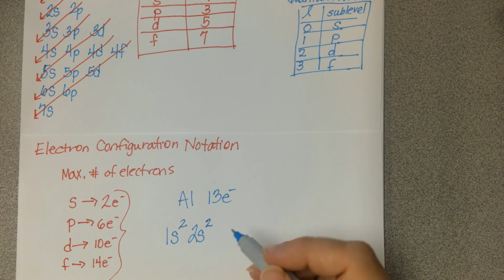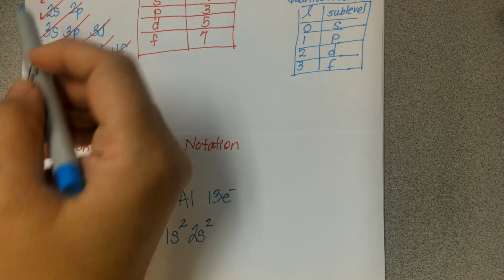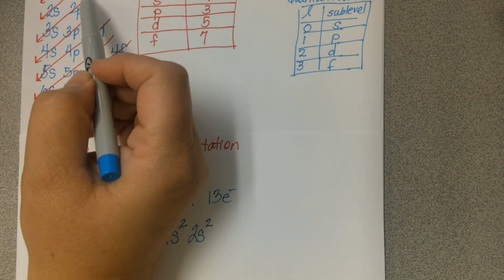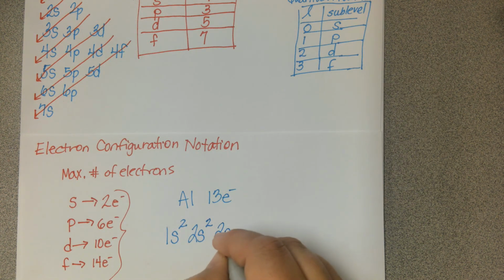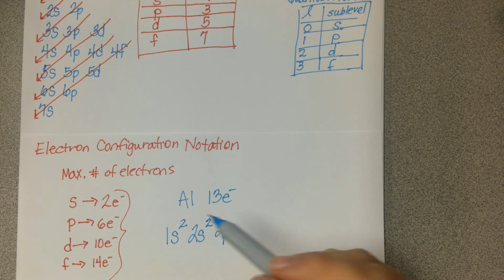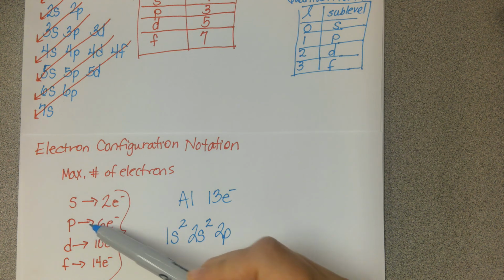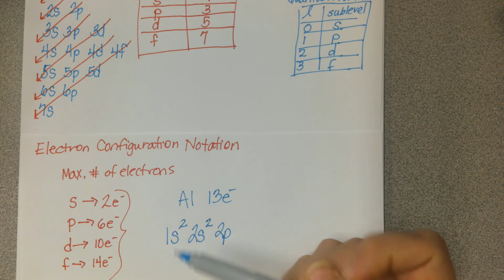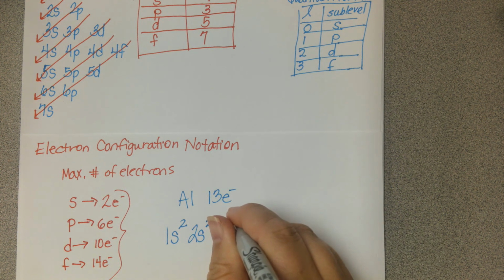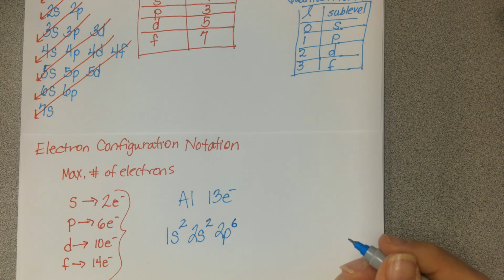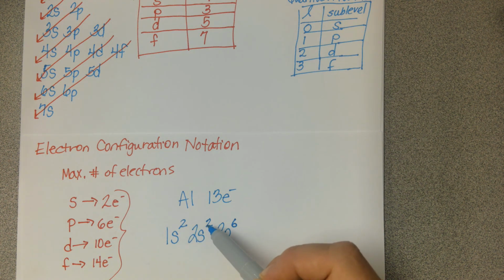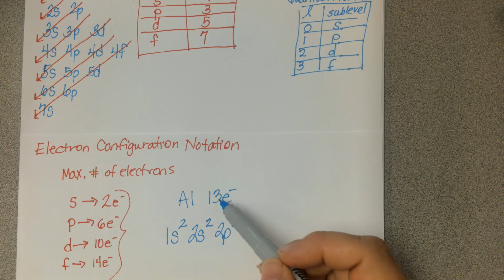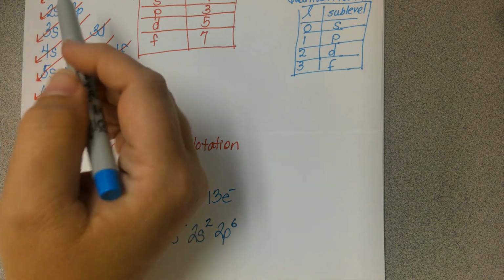There we go. After 2s is full, go to your next diagonal and we're at 2p. So I'm going to write that down, 2p. P sublevels with their 3 orbitals can hold 6 electrons. And so I can put up to 6 in that 2p sublevel. That gives me a total of 10 electrons, right? 2 plus 2 plus 6 is 10. I need 13, so keep going.